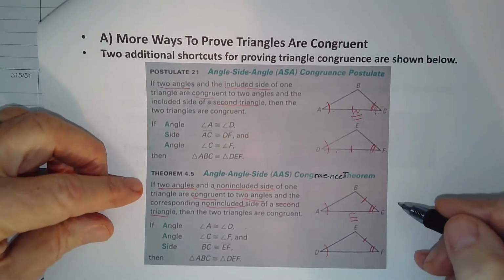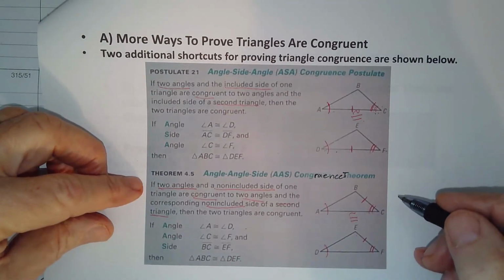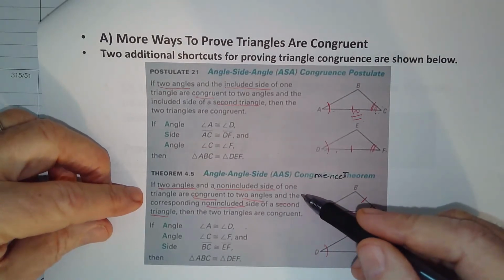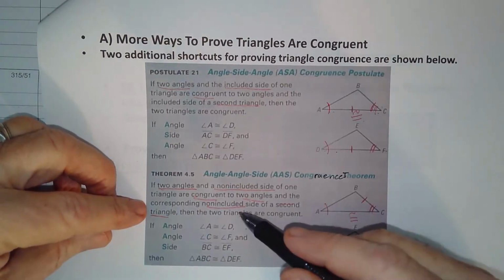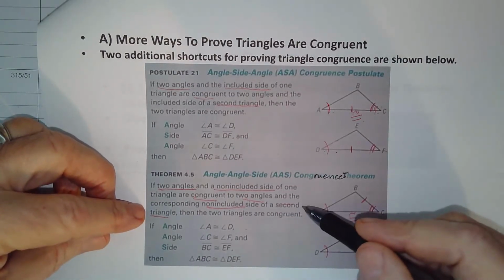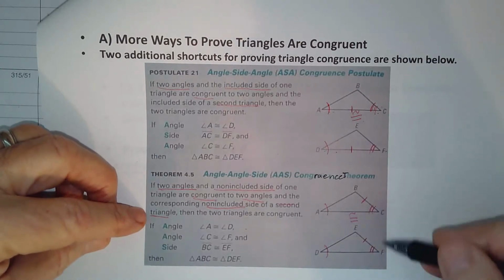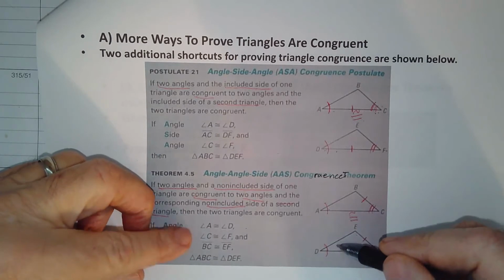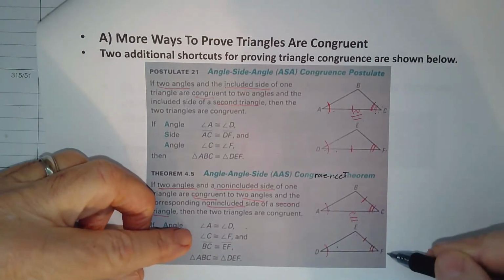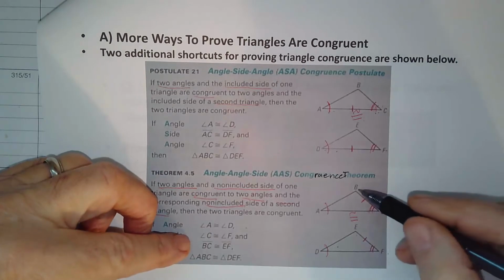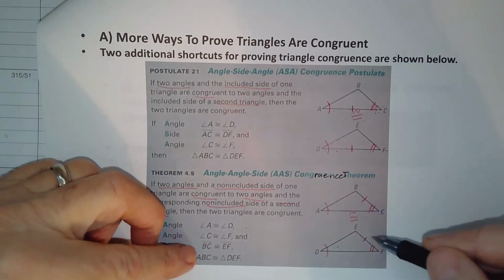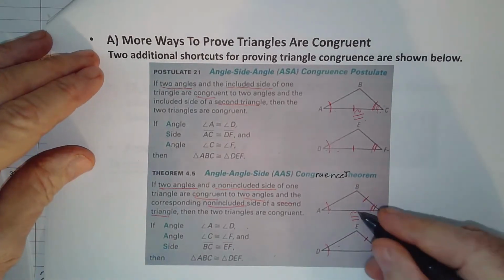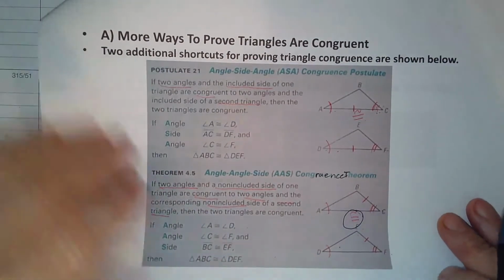The angle-angle-side congruence theorem says if two angles and a non-included side of one triangle are congruent to two angles and the corresponding non-included side of a second triangle, then again the two triangles are congruent. So we have angle A congruent to angle D, angle C congruent to angle F, and line segment BC congruent to line segment EF. And that makes the two triangles congruent. Hence, we've got the congruent symbol here.